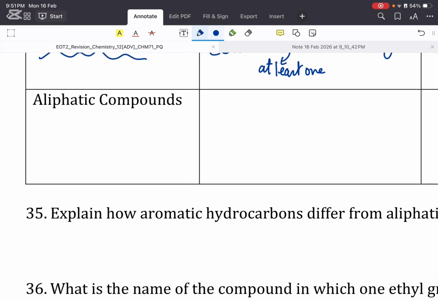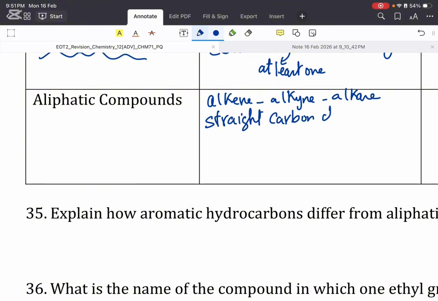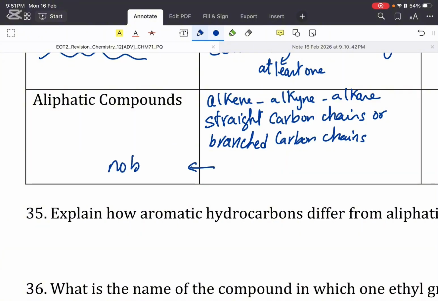Well, aliphatic, it's the alkenes, alkynes, and alkanes. These are the aliphatic. So these are straight carbon chains or branched carbon chains, but no benzene ring in the formula, in the structure. So they have no benzene ring inside them. They do not contain a benzene ring.